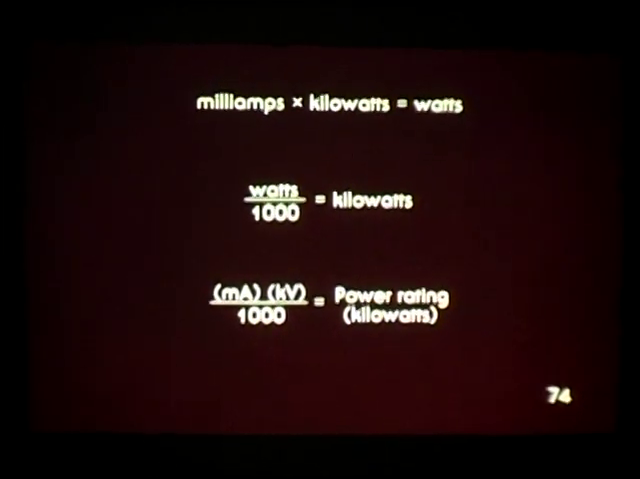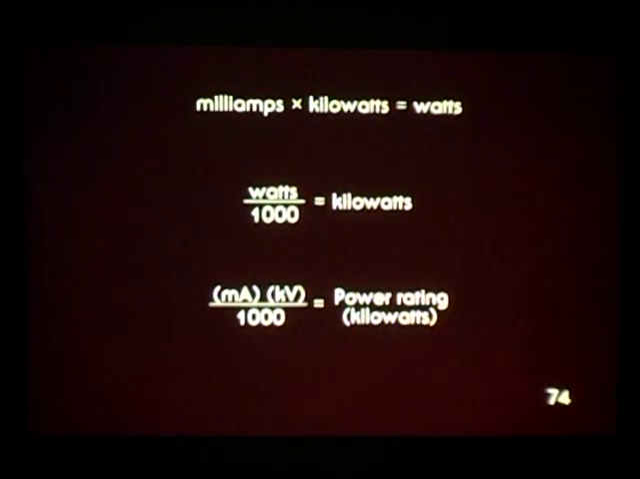To obtain the power rating of an X-ray generator in kilowatts, you first multiply the milliamps by the kilovolts, then convert the watts to kilowatts. To do this, divide by 1,000, since there are 1,000 watts in each kilowatt. Thus, we have a final formula for finding the power rating of an X-ray generator. Multiply the milliamps by the kilovolts, and divide by 1,000.